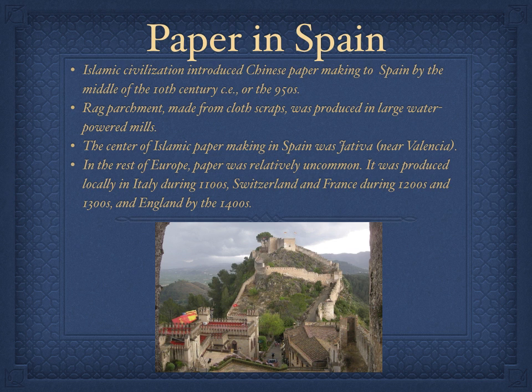We can also appreciate that in the rest of Europe, paper was relatively uncommon during these early periods, and we don't see it being produced locally until a good 150 years later. First in Italy in the 1100s, which makes good sense because of the Islamic influences in Sicily and to the south, then Switzerland and France during the 1200s and 1300s, and finally in England by the 1400s. So you can see this is a natural process of moving north.